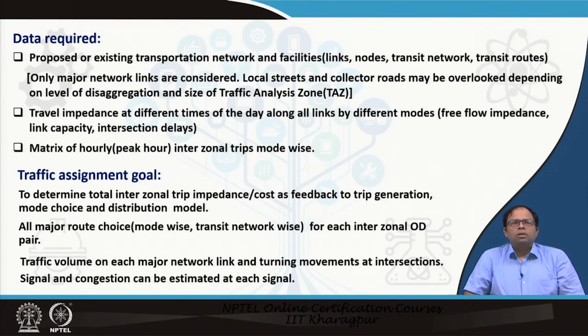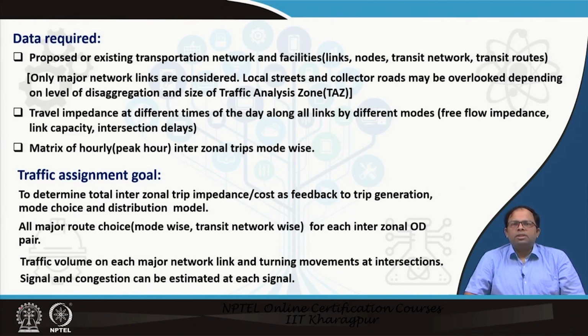So to talk about the goals of traffic assignment, we need to determine the total interzonal trip impedance cost as feedback to trip generation, mode choice and distribution models. So if you remember from our earlier lectures, when we did trip distribution, we required the trip impedance between two different zones, and this is the step from which you get a feedback of the trip impedance, which goes in as input into the trip distribution model.